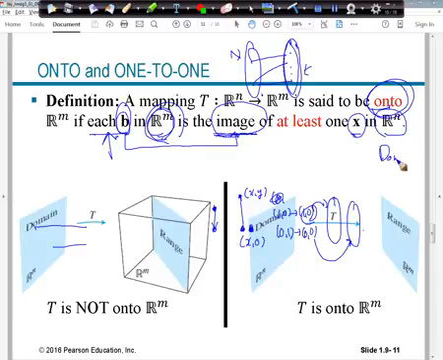So this is the domain. In this case, it's the codomain. And where is the range? The range is the set of all the images, all the function values that actually get hit by the arrow, right? So an image is some element in the range. Okay, so this is onto.